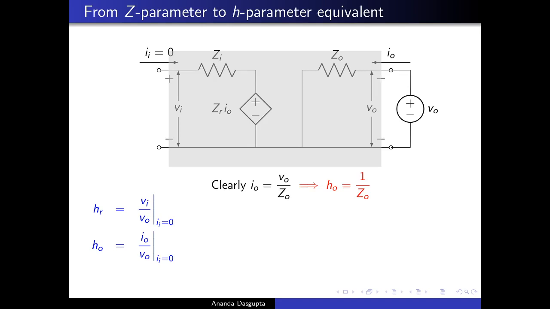Of course, the II equal to 0 condition is already maintained because of the way we connected our circuit. The final thing that we will need for HR is VI. How do you get VI? VI is the voltage here.